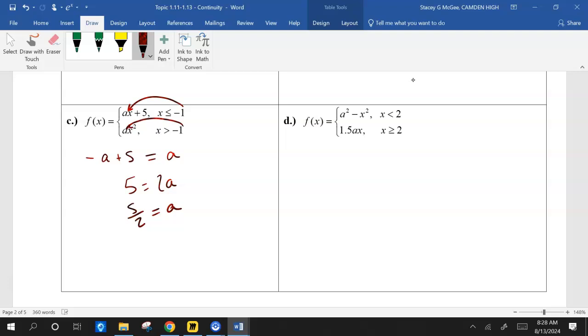All I did was plug in -1 for the x's. I'm making it continuous. What they're saying is it may or may not be continuous here. What do I need to force continuity? If it were continuous, what value would need to be there?